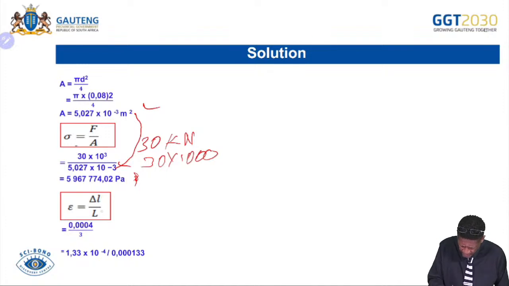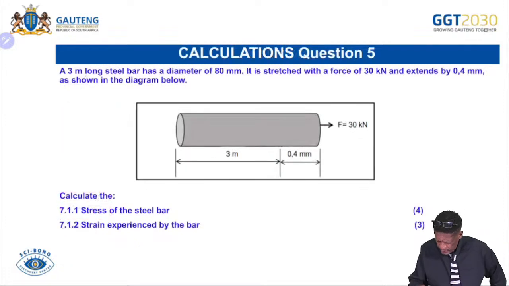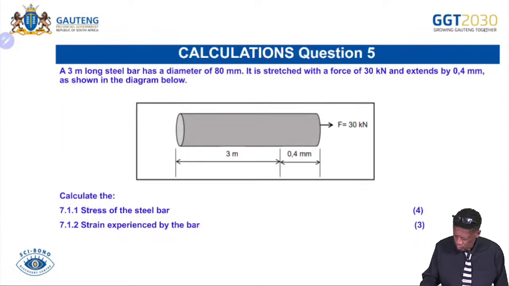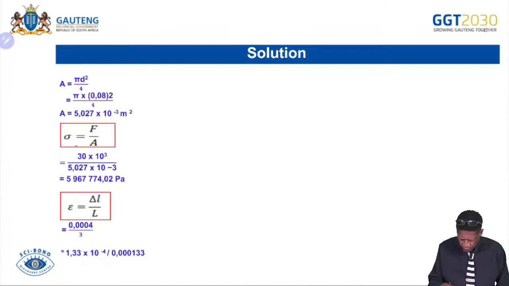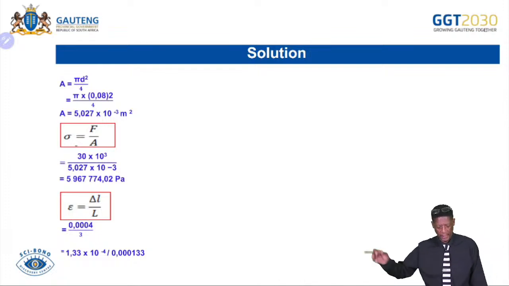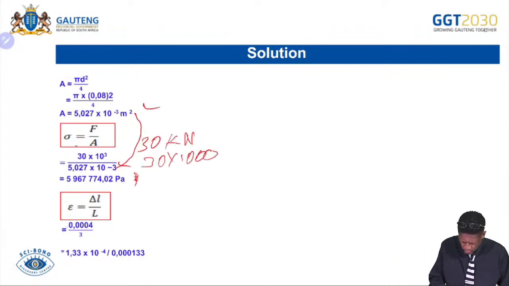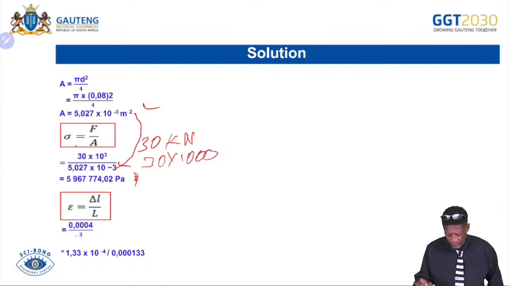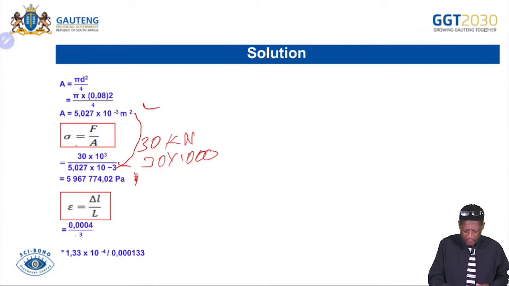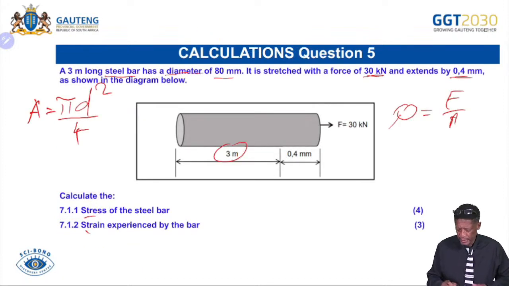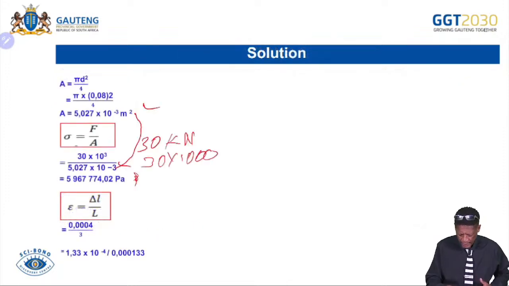Then you are given the extension. The extension they said is 0,4, right? Then it means, therefore, what you do, if it's 0,4, you divide the 0,4 by 1,000. It gives you 0,004. Divide by 3. The 3 is the one that you are given as the original length. Remember, yes, the original length is 3. Then you divide by the 3, the original length, then you get your answer.